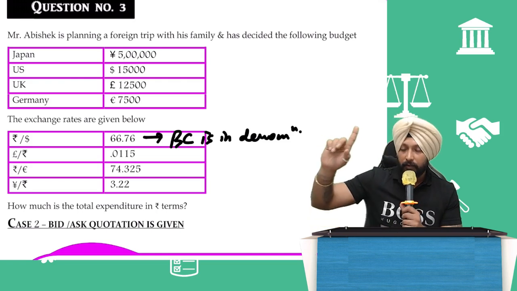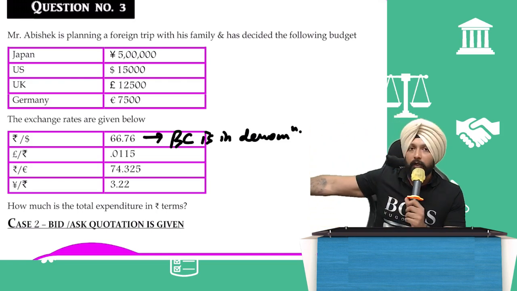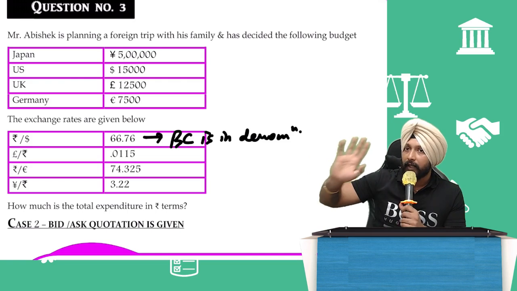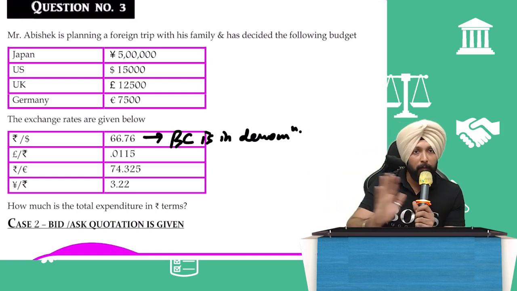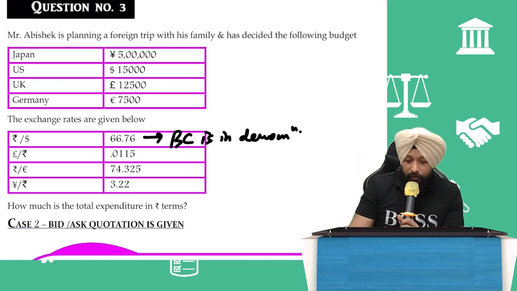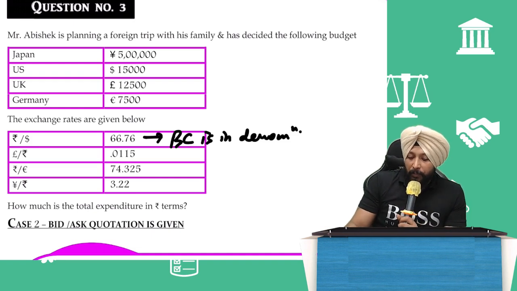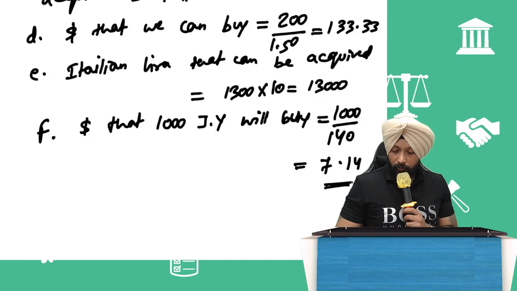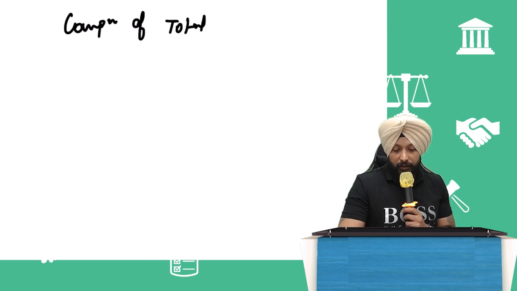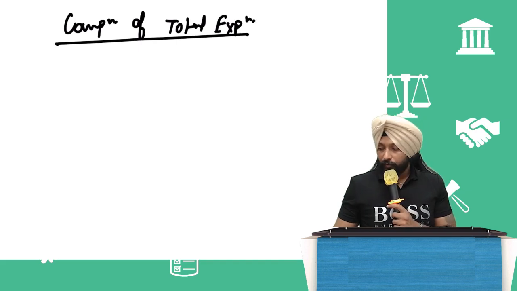You understood what I'm saying? So the moment I see rupee and dollar quotation, I understand that they have given base currency in the denominator. Matter closed. I can simply apply the rules of conversion now. Pound per rupee is given, rupee per euro is given, and yen per rupee is given. How much is the total expenditure in rupee terms? So we will do it country wise now. Computation of total expenditure.